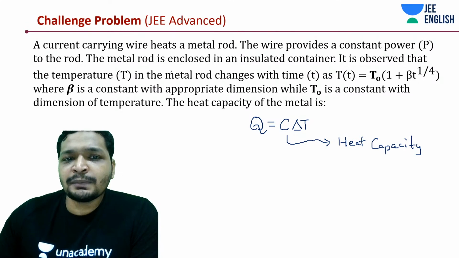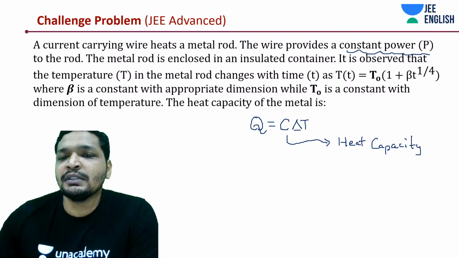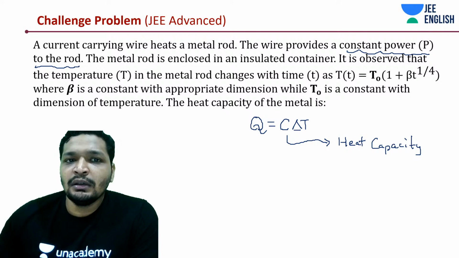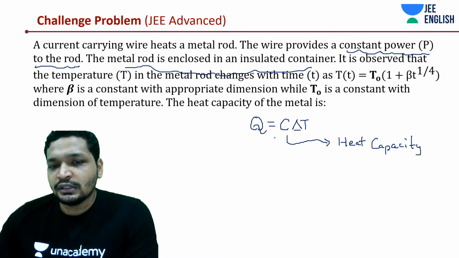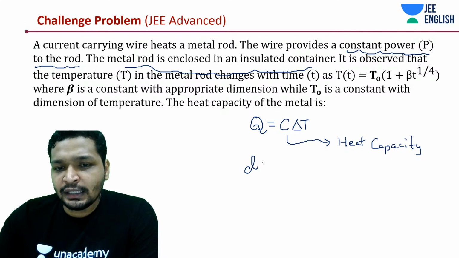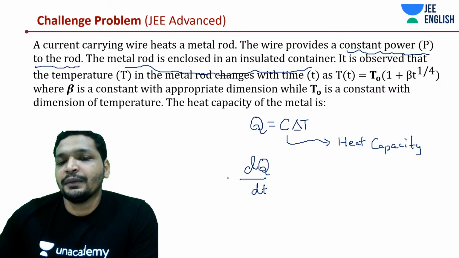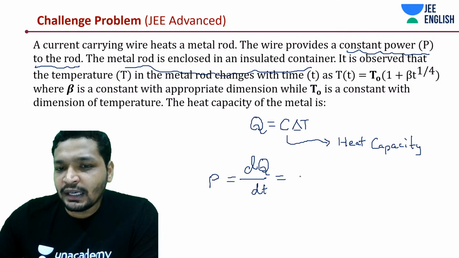First of all, I have power. The first thing I have noticed is that I have a constant power that the wire is providing. That means constant heat is being supplied to the metal rod enclosed in the insulated conductor. So it's going to be dQ by dt. I'm doing this because I have power, which is constant, which could be written as C into dT by dt.